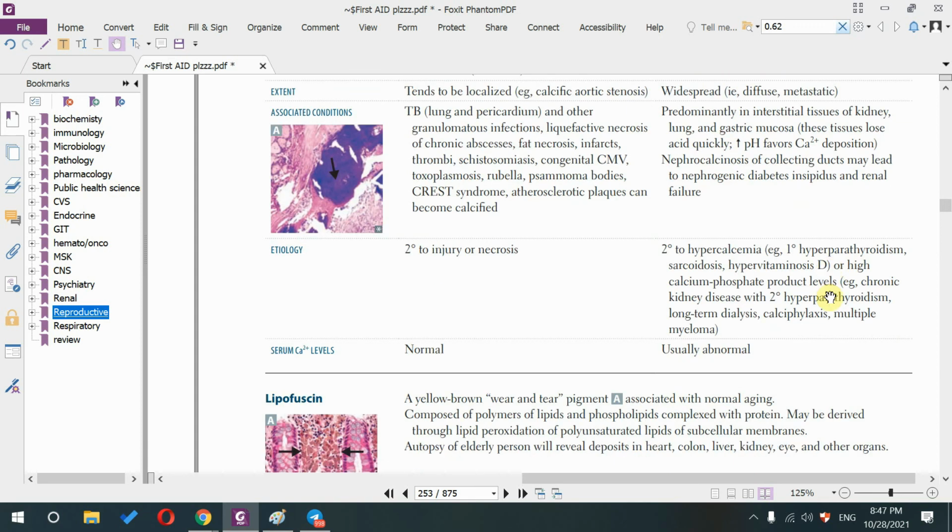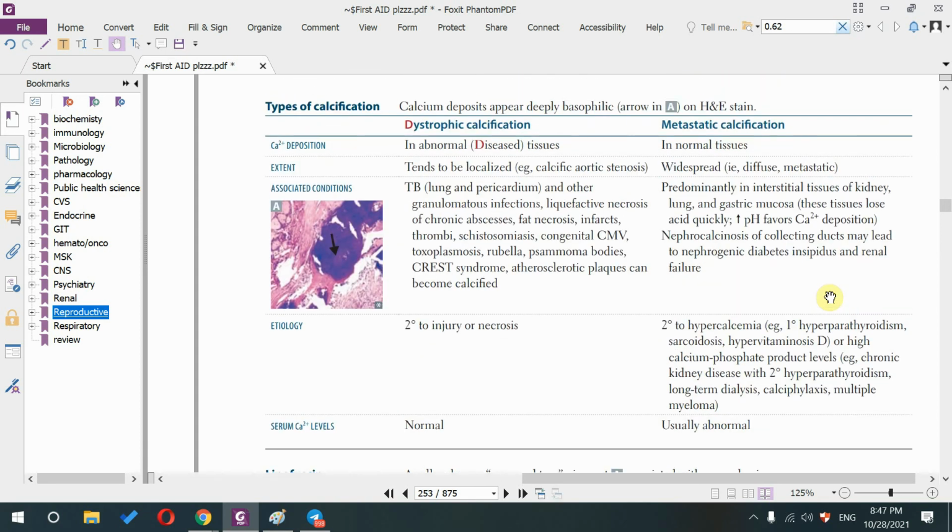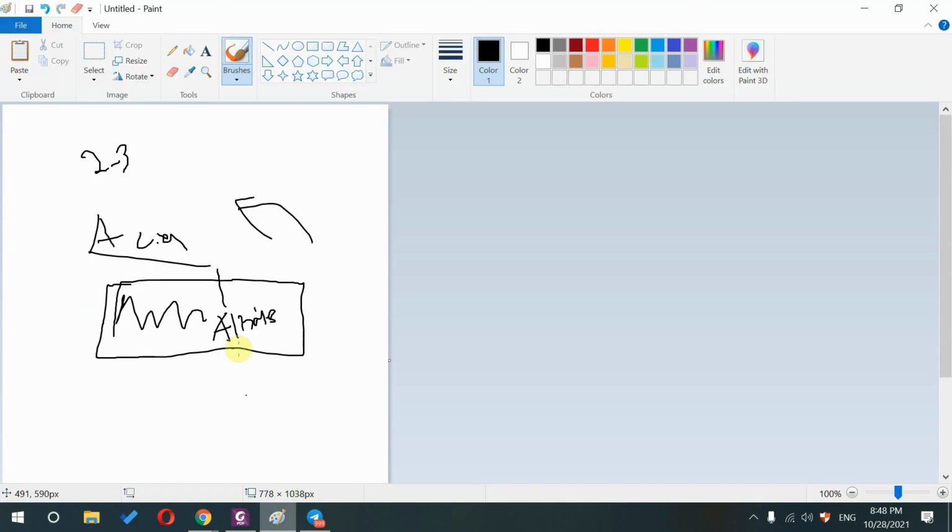Okay, so what is the etiology of the metastatic calcification? Anything that leads to a ridiculous amount of hypercalcemia. That includes primary hyperparathyroidism. Okay, well, what can that be due to? Tumor, hyperplasia, anything. What about sarcoidosis? Well, sarcoidosis is actually interesting, and I would take a moment on it.